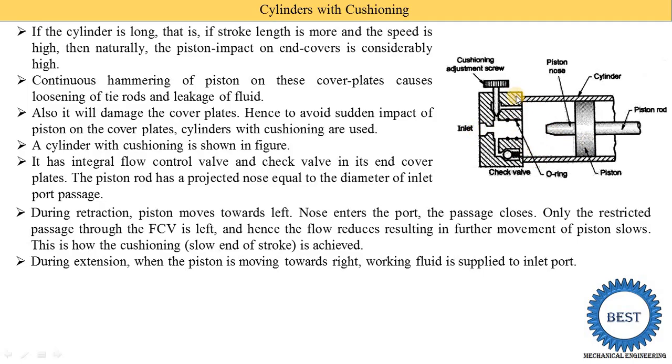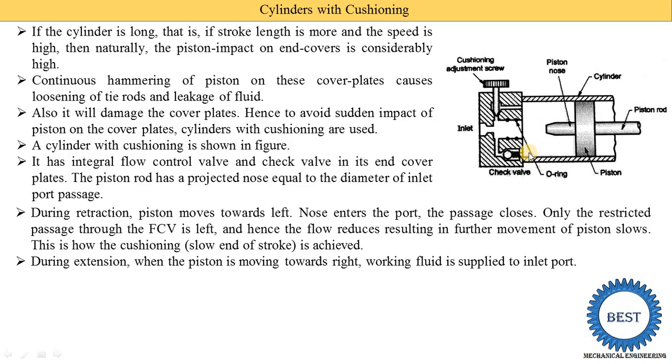Then how does the flow come? Flow comes from the inlet on this side, but the flow cannot come directly, so for the flow the check valve is provided. During extension, when the piston is moving towards the right, working fluid is supplied to the inlet port. At the start of extension, the piston is completely here and the nose is completely inside this passage, so the inlet flow is not coming directly to the cylinder. Oil first enters this check valve, and from the check valve it applies force on the piston, and the piston starts to move from left to right.